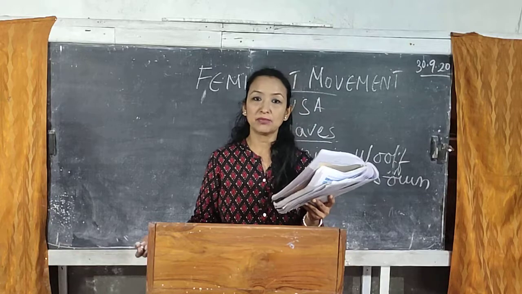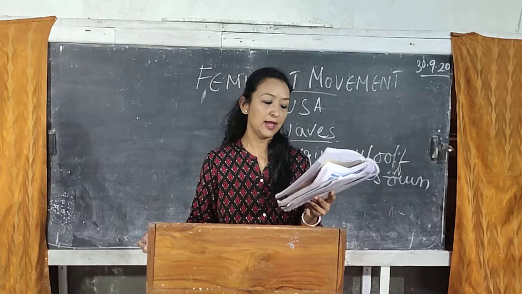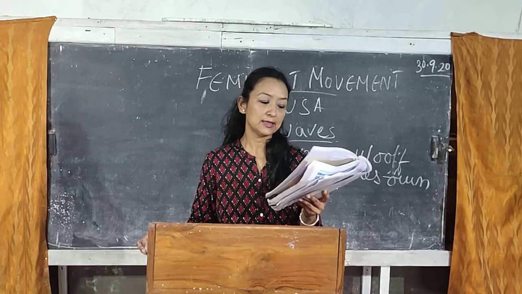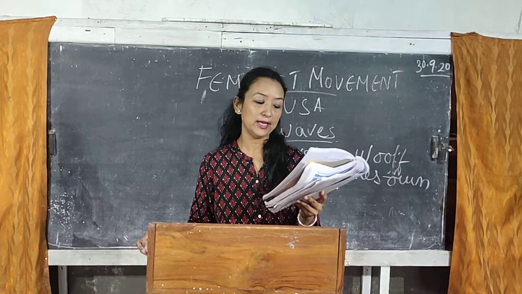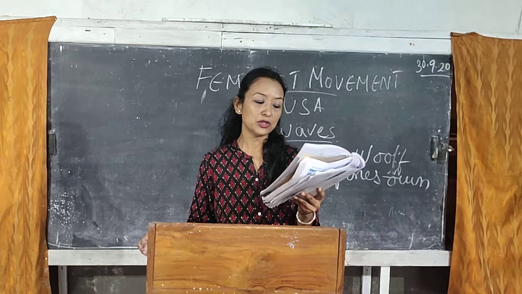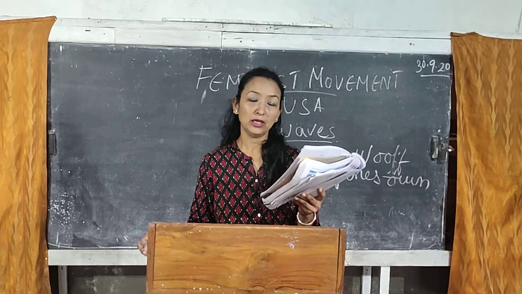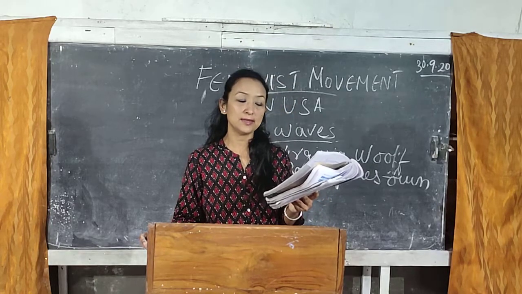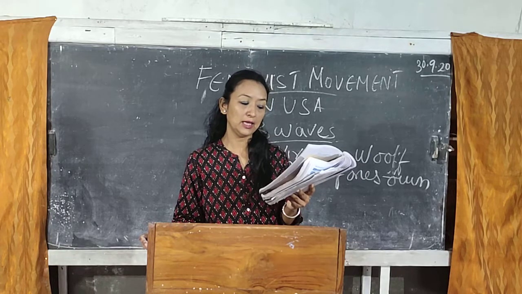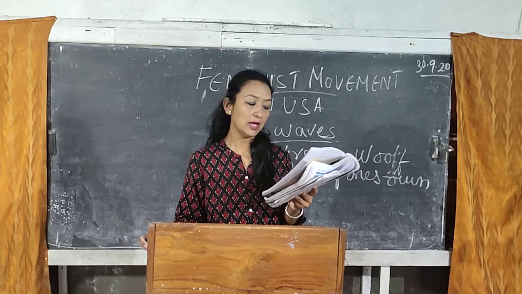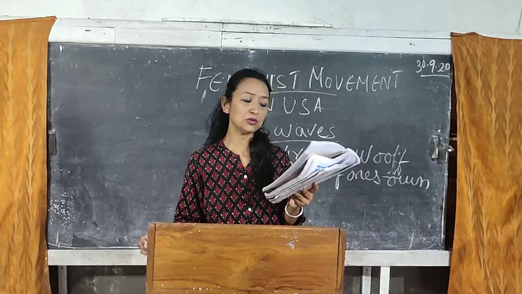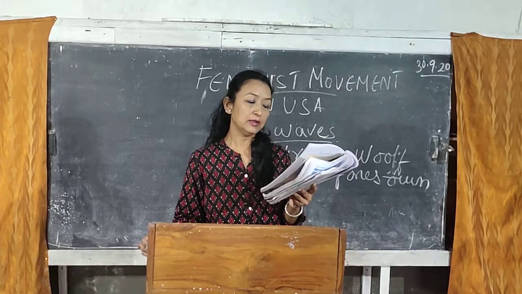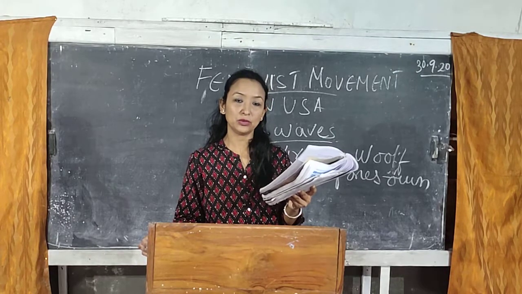But what happened? This party could not perform well. Then, under the influence of Elizabeth Stanton, S-T-A-N-T-O-N, a convention was held in Seneca Falls in New York in August 1848. There were 12 resolutions adopted, and Stanton led the demand for voting rights for women. So, what was the demand?